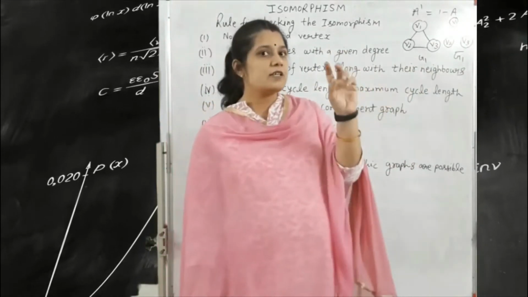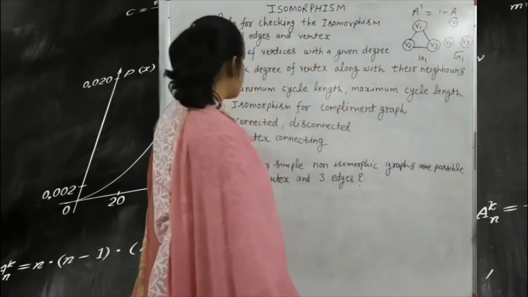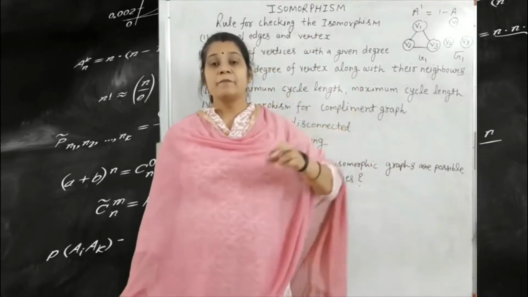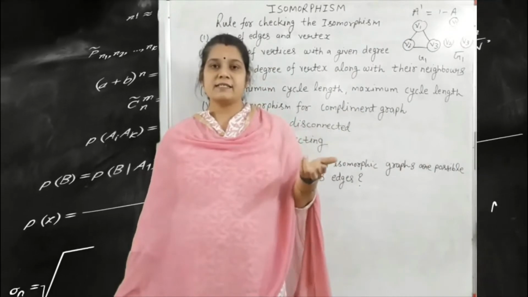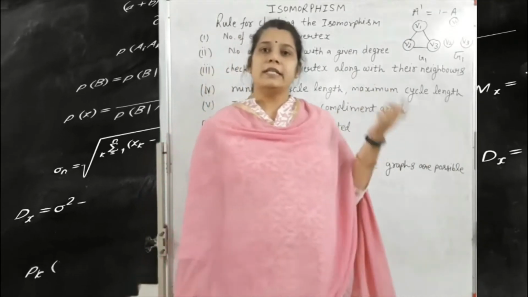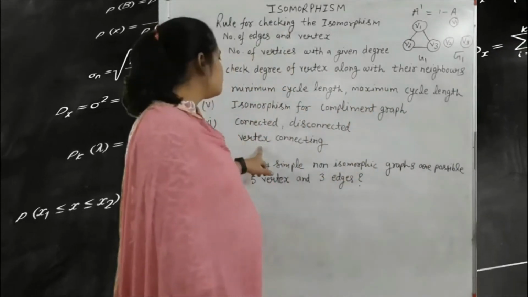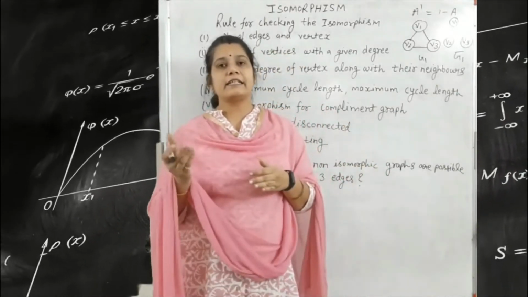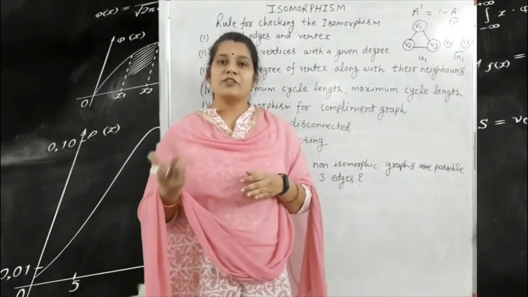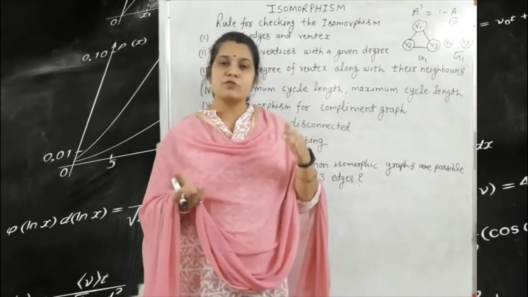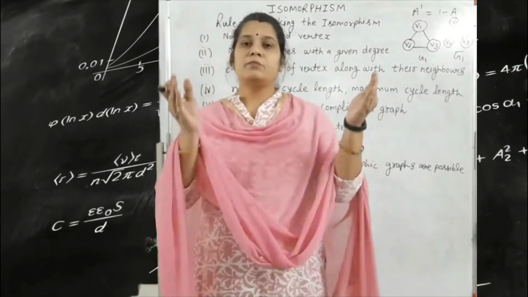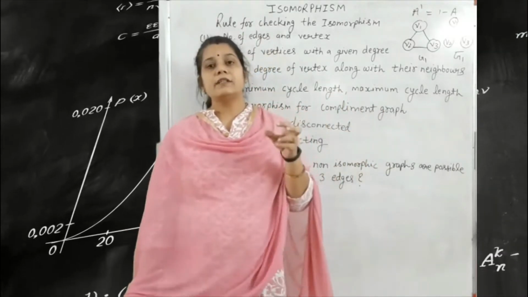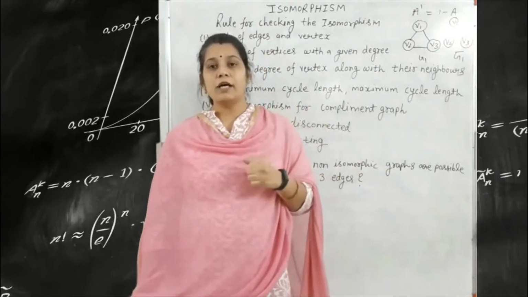Okay, so this is the complement of the graph. Next one is connected and disconnected. That means both the graphs are connected with vertices or connected with the edges. Next one is the vertex connectivity. That means the given vertices are connected by one vertex or two vertices or three vertices. So you find out both the graphs, and after that you decide whether the given graph is isomorphic or not.